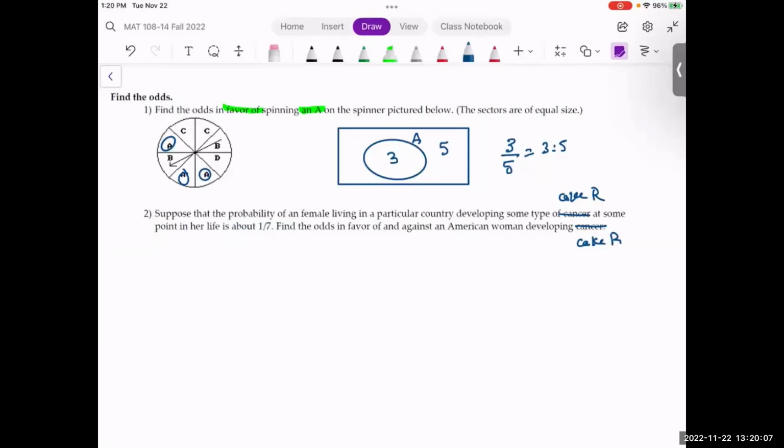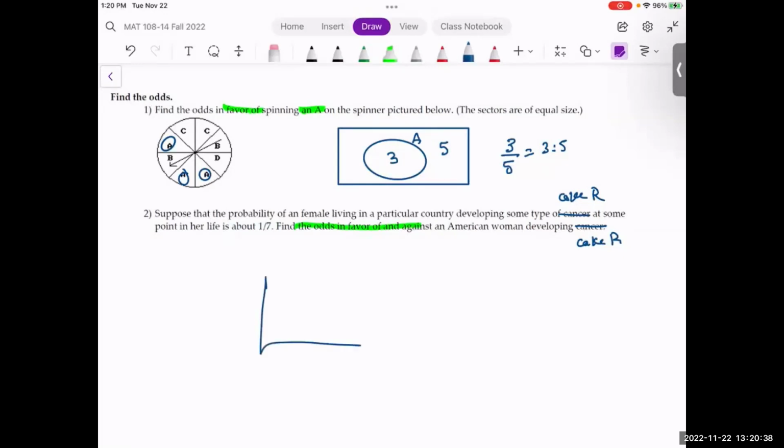Okay, number 2. So suppose that the probability of a female living in a particular country developing some cake recipe at some point of her life, yeah, right, is 1 over 7. Right, find the odds in favor and against. Well, we say any woman in any country. We didn't say America yet, but anyway.